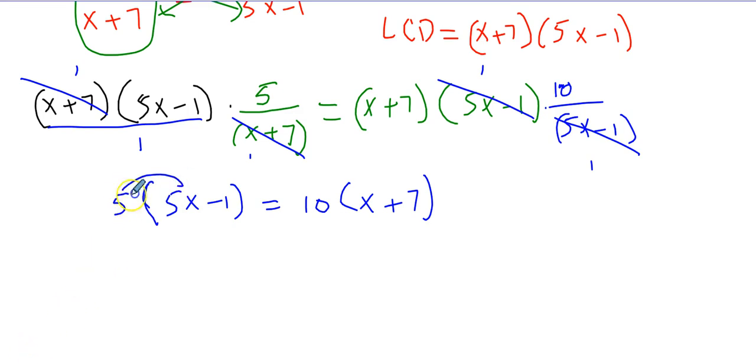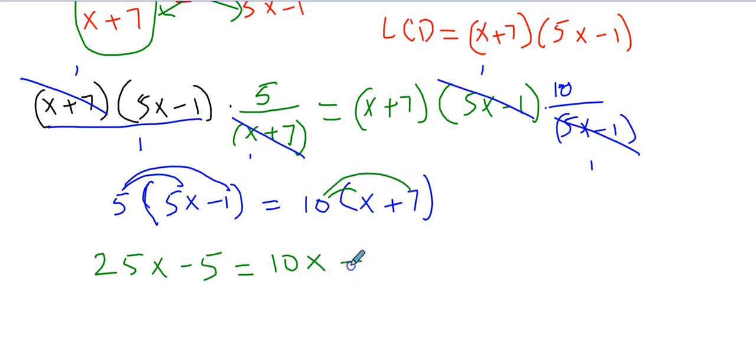5 times 5x and then 5 times 1. 5 times 5x is 25x, and 5 times this negative 1 gives you negative 5, that is equal to 10 times x, 10x, and 10 times 7, that is 70. Now solve for x.